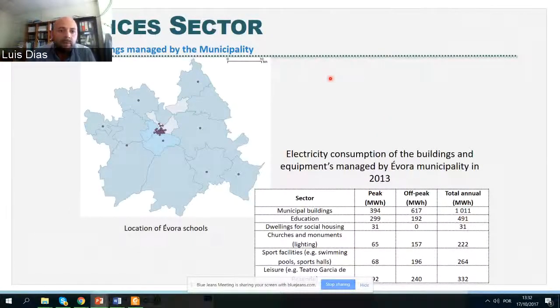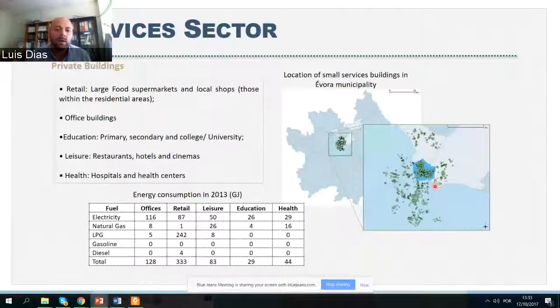Here is an example of the buildings managed by the municipality. Again, we obtained information for specific buildings, for instance schools, and also the consumption by type of energy. For the schools, not only electricity but also other forms of energy like LPG or natural gas. The private buildings were also targeted and characterized in terms of location and energy consumption. This was done through the inclusion of the municipality technical teams that provided some of the information.